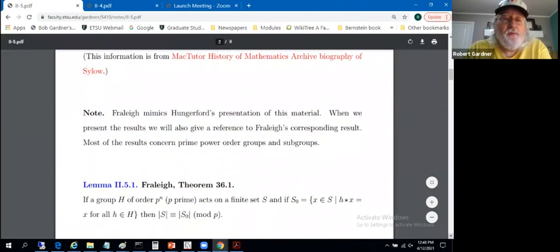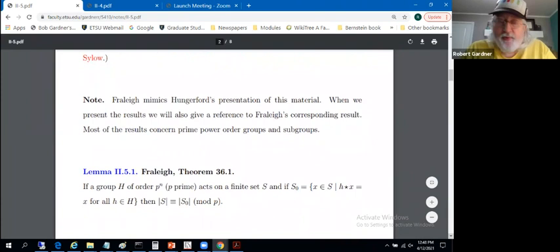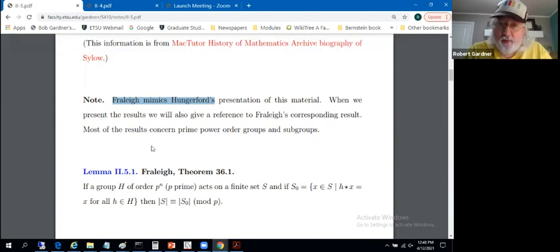Okay, so the proof we're going to go through is very similar to the proof presented in Fraleigh's book in the senior level algebra class. I've stated here that Fraleigh mimics Hungerford. Actually, it might be the other way around because I think Fraleigh's first algebra book was in print before Hungerford's algebra book. But the developments are parallel. So whenever I state a result from the Hungerford book, I'll list the corresponding theorem number from the Fraleigh reference.